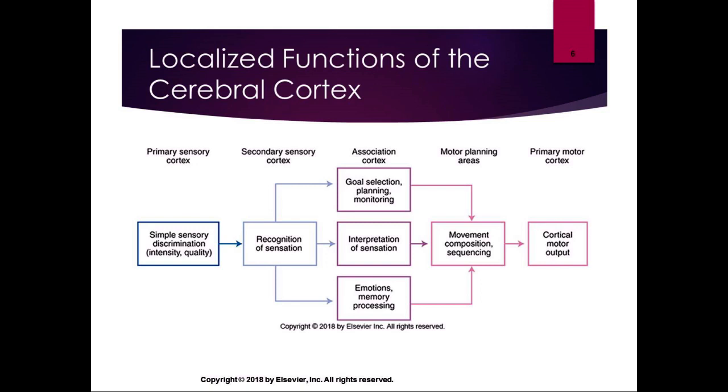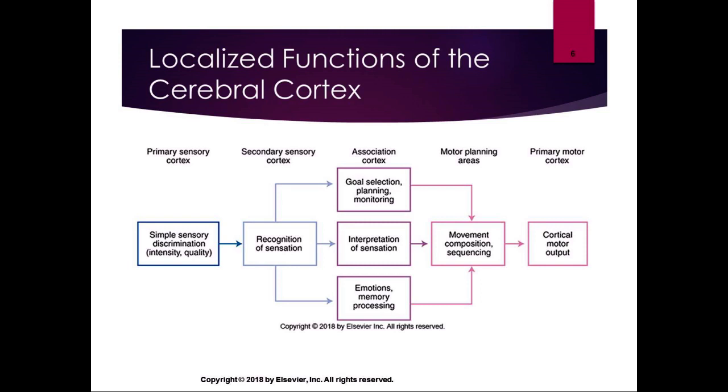So in the primary sensory cortex, you get that simple sensory discrimination, intensity and quality of sensation. And then that information gets processed and handed off to a secondary sensory cortex, which recognizes that sensation and says, I think I know what that is. I'm going to compare this with my memories and past things, and look at my emotions, and integrate this all and figure out what it is.